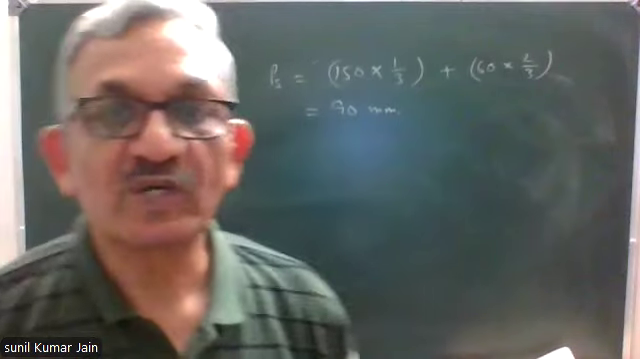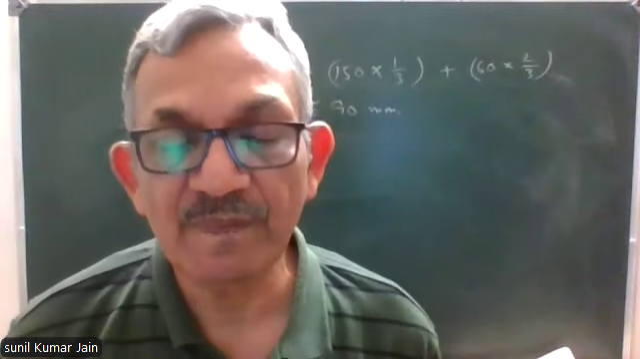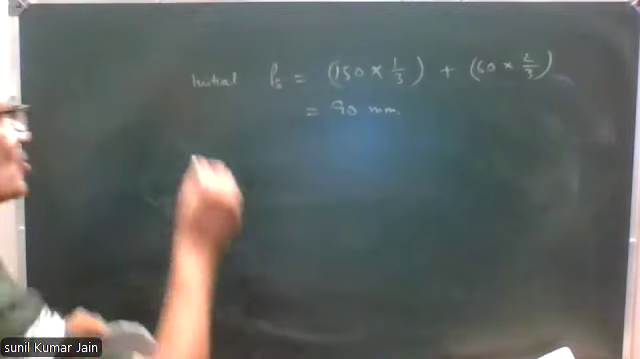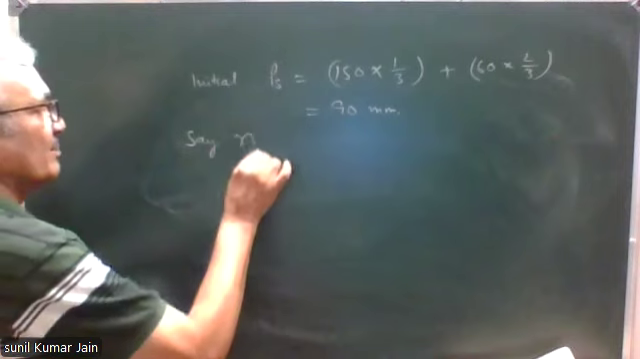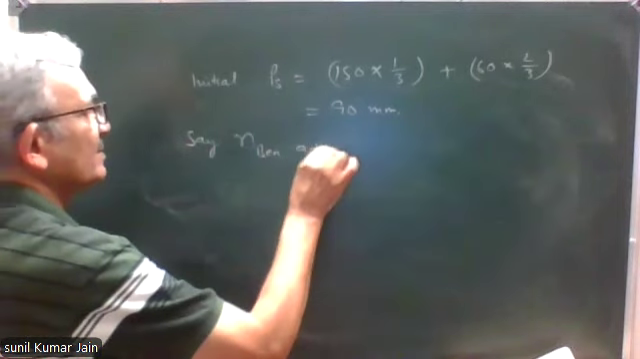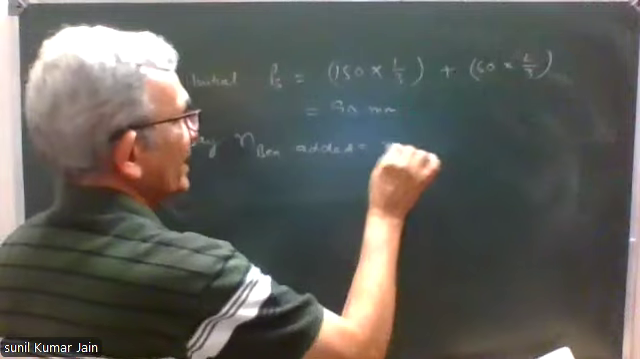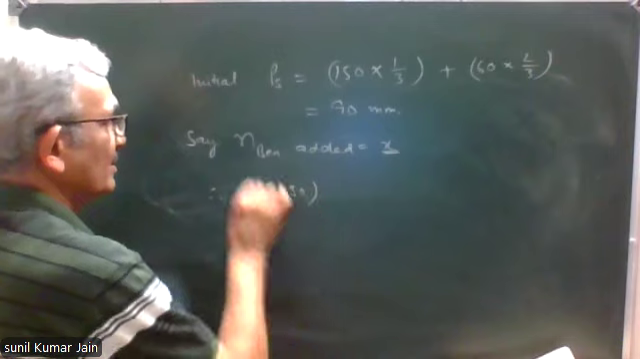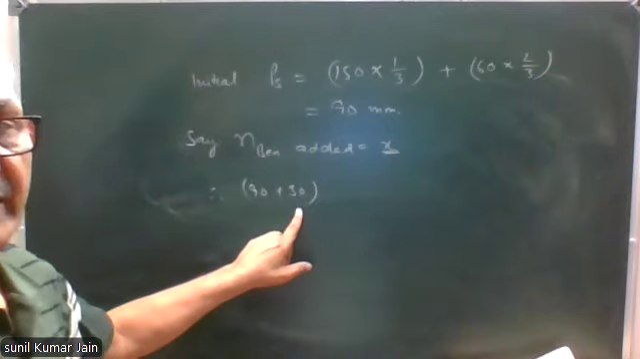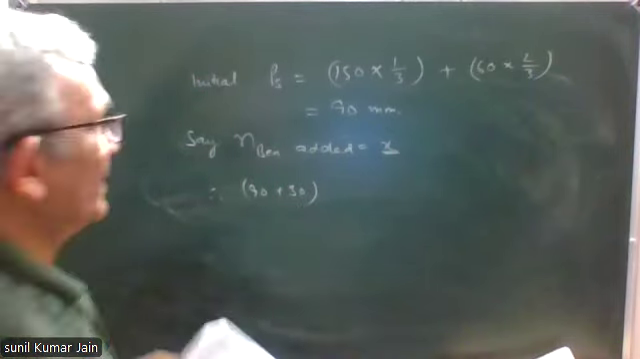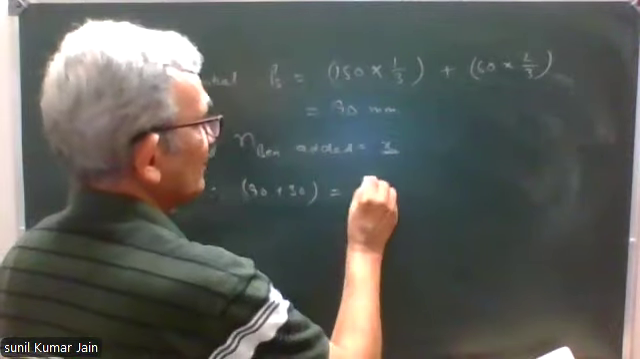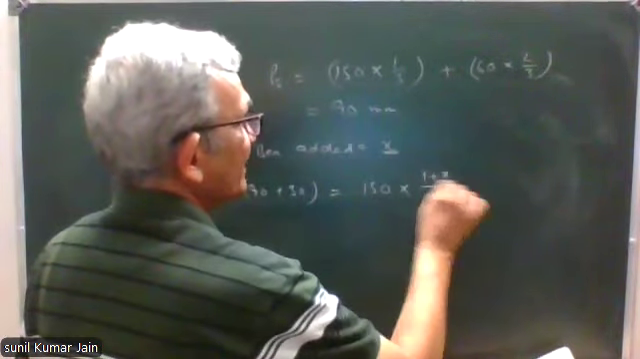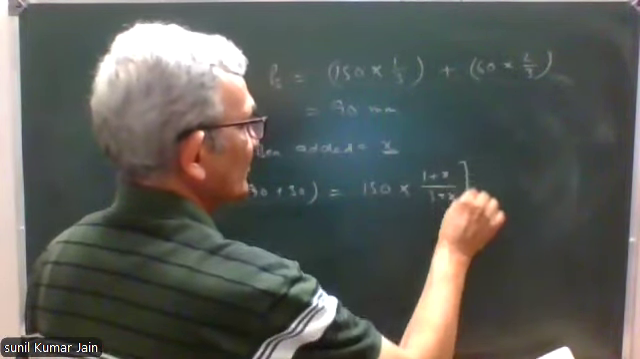Now the question is, we want to increase the vapor pressure by 30 millimeters. For that, how much benzene should be added? Say the number of moles of benzene added is equal to X. Therefore, the new vapor pressure after addition will be 90 plus 30, that is 120, will be equal to P naught, which will not change, times the new mole fraction, which will be 1 plus X divided by 3 plus X.